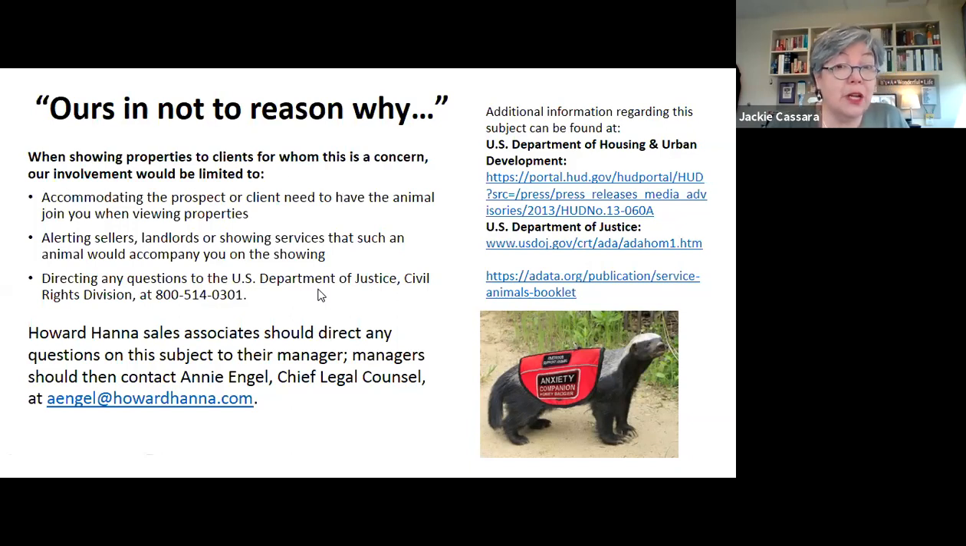That could have an effect on home ownership, and especially in a rental situation, that is something where we would want to be escalating that again to someone who is not responsible for the sale or rental of the property, but someone who could give that buyer or tenant a really good legal opinion. They would need to consult with their own attorney, and you would need to consult with our legal department.